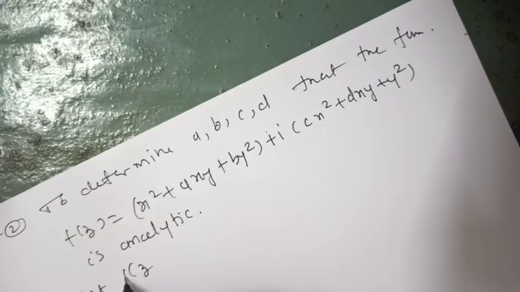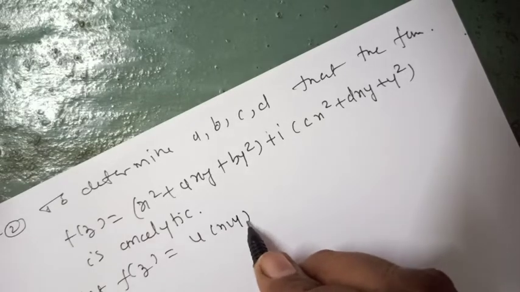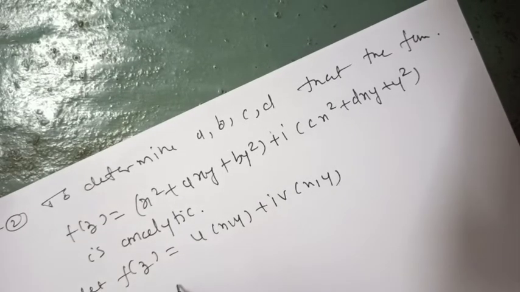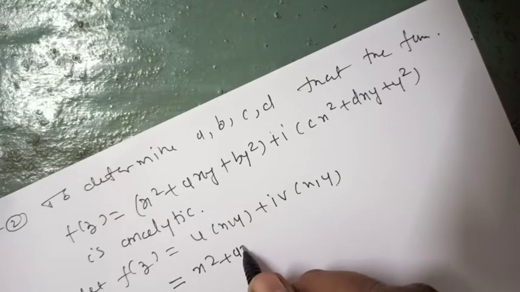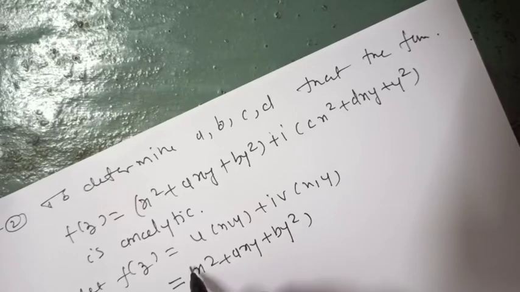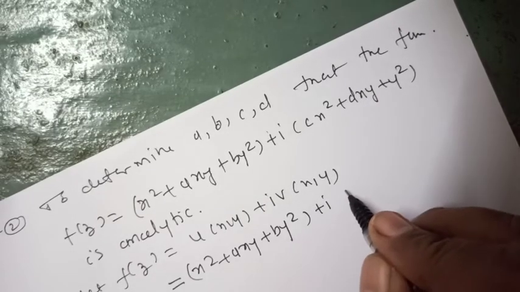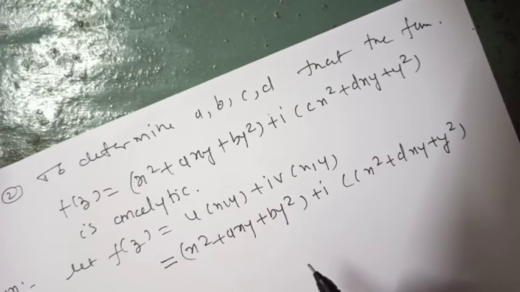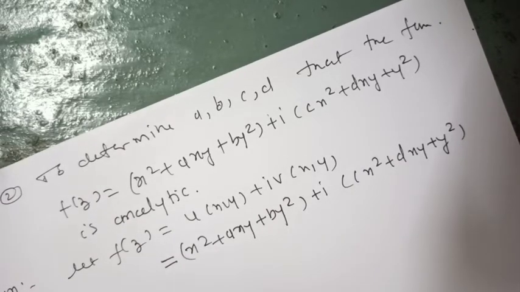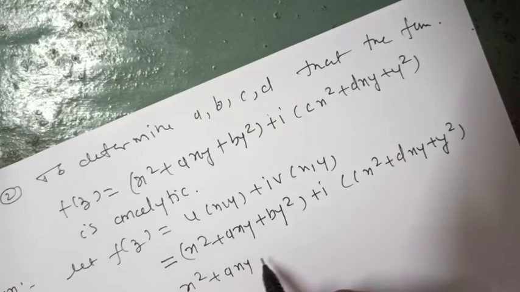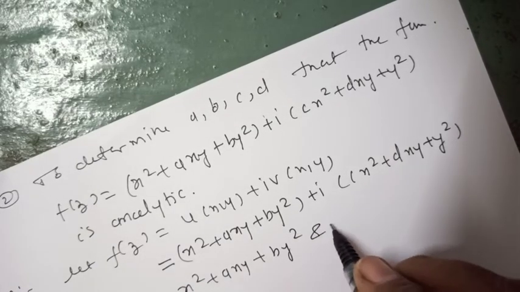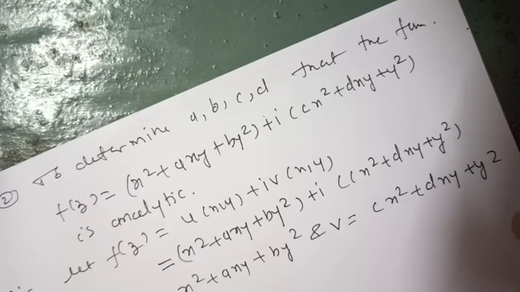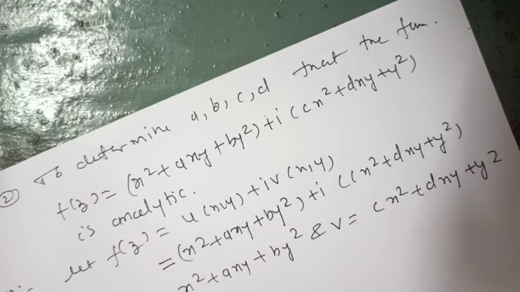Let f of z equal u of x, y plus i times v of x, y, that is, the function is defined in this way: x square plus axy plus by square plus i times (cx square plus dxy plus y square), which implies u equals x square plus axy plus by square and v equals cx square plus dxy plus y square.